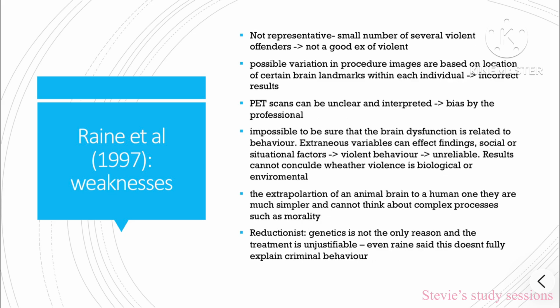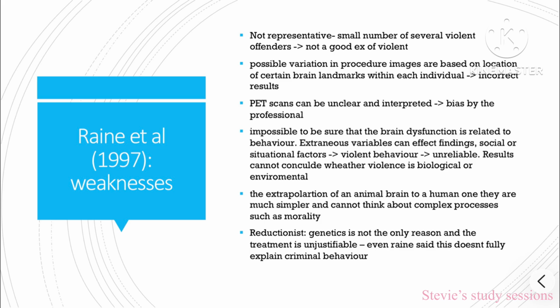Weaknesses. It's not representative. There's a small number of offenders and only 2 of the offenders were females. It's not a good explanation of violent offenders. Possible variation in procedural images are based on location of certain brain landmarks within each individual. This can lead to incorrect results. PET scans can be unclear and interpreted differently. Bias by professionals may lead to different interpretations.